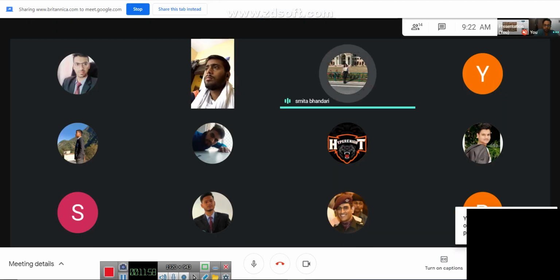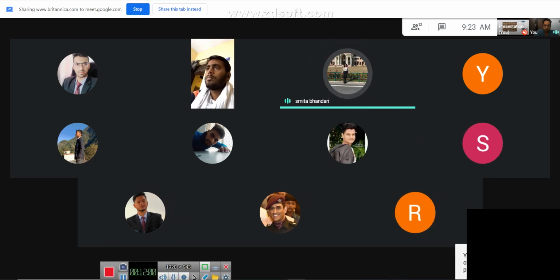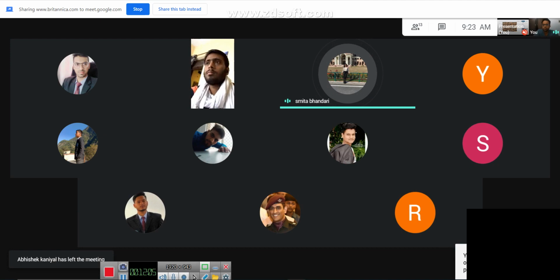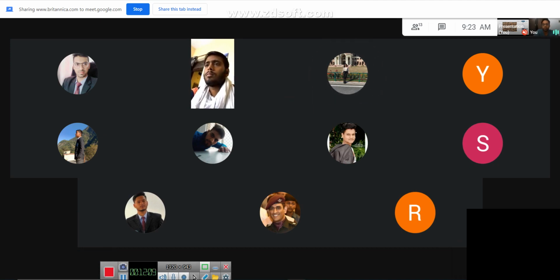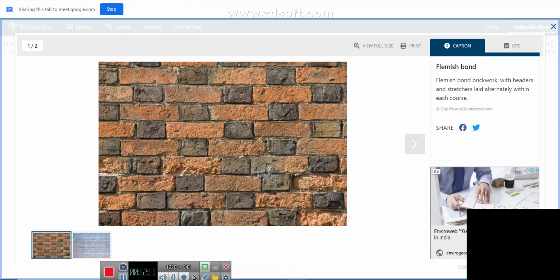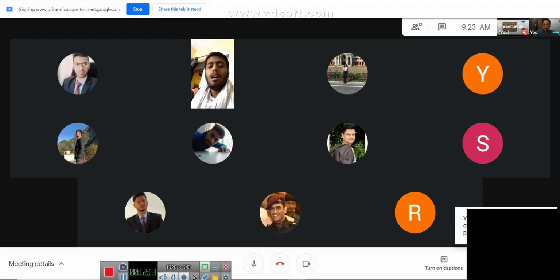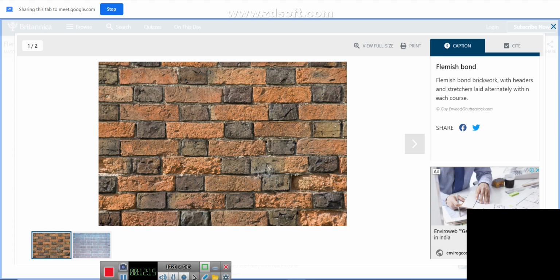Sir, the color of the structure is light and the header is dark. So is it a random arrangement or does it have some reason? No, it does not have any reason. Actually, the color of structure and header is never different. This is just to make you understand the difference. In this diagram, they have shown it differently.